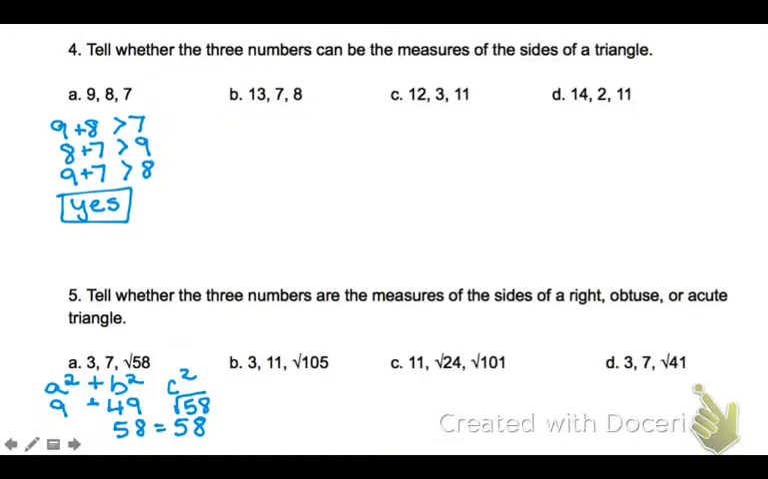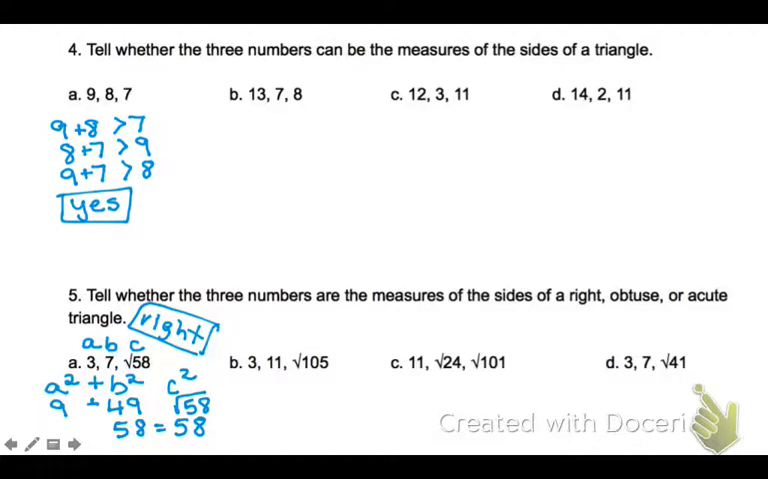Okay, or sorry, c squared is going to be 58, because this is c, so we're using a, b, c. Okay, so because the square of the square root is the number inside, 58 equals 58, and therefore it is a right triangle because they are equal.